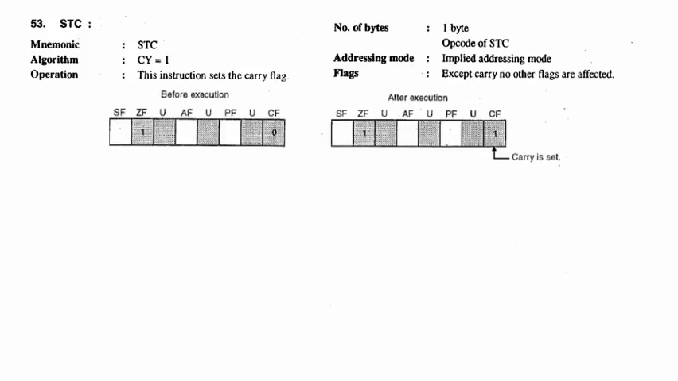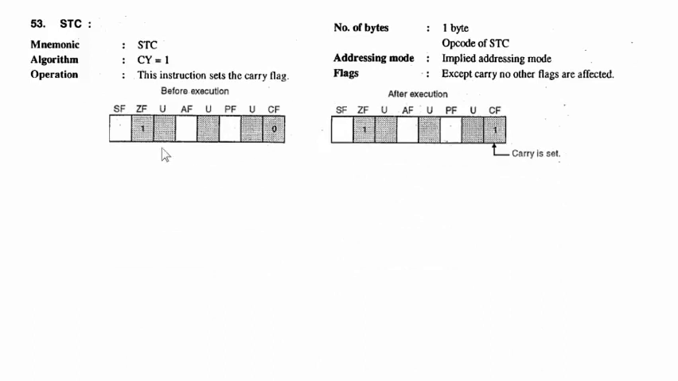Next simple instruction is STC, that is set carry flag bit. So this instruction sets the carry flag bit. Size of the instruction is 1 byte. Only a single opcode you will get for this STC instruction. Addressing mode is implied.